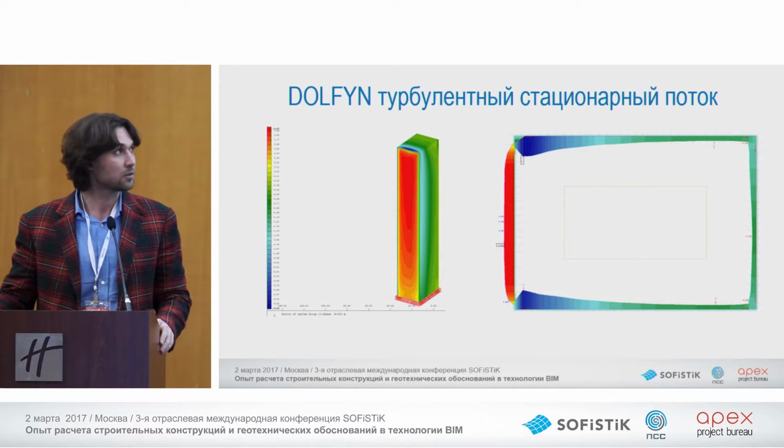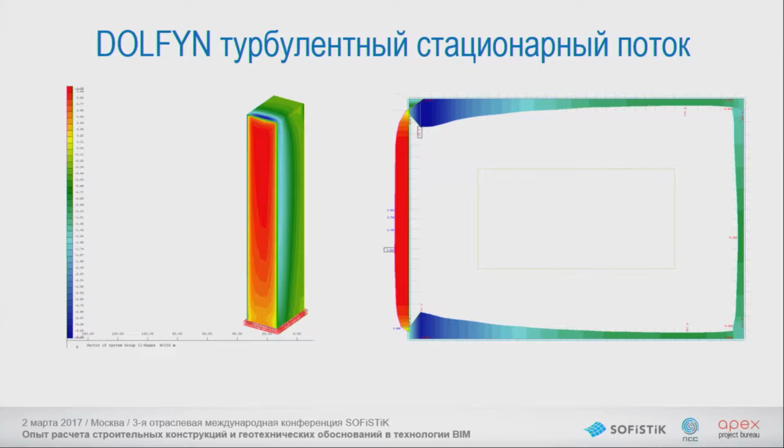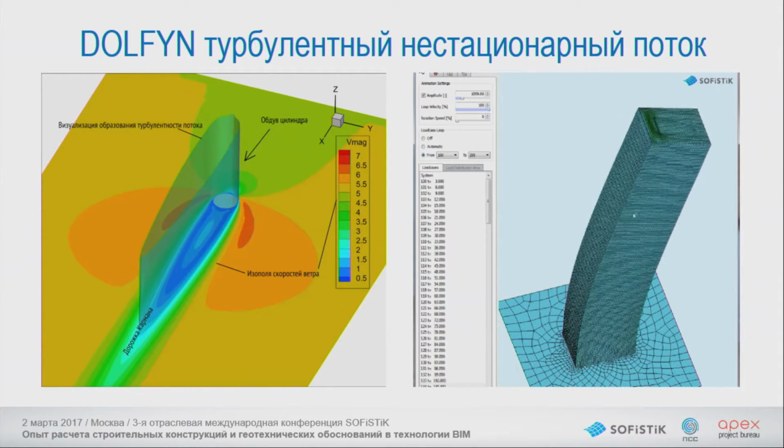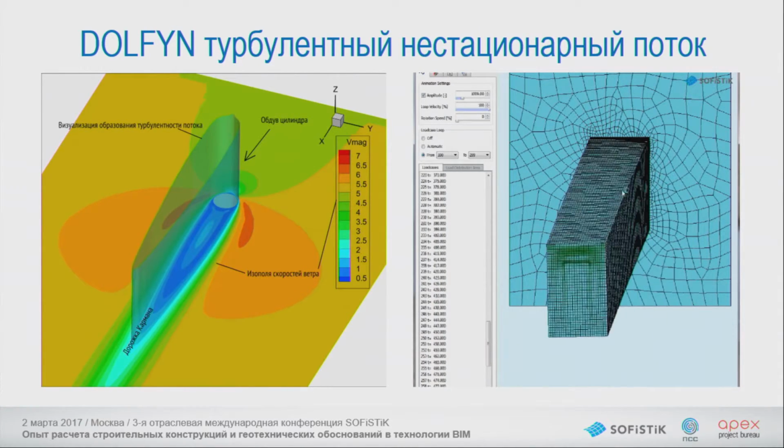And here it's a standard tower with turbulent stationary flow with aerodynamic coefficients. And you see that the aerodynamic distribution is completely in line with our norms and with our experience. So as geotechnical people before me were talking, you should verify each tool before using it. You need to verify and be sure that the results will be as needed and as expected.